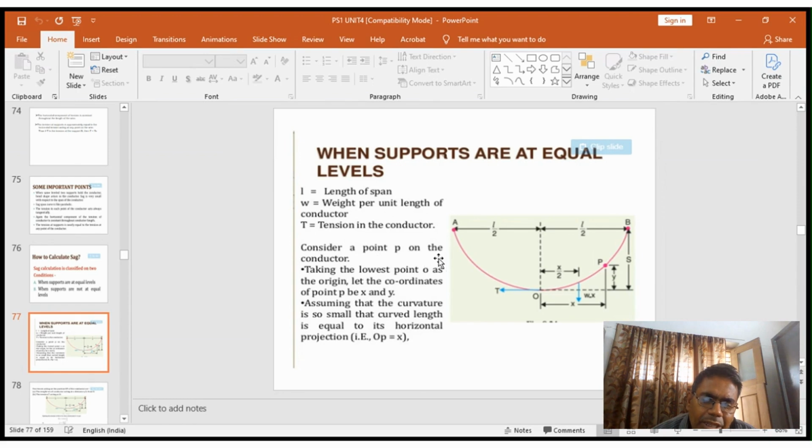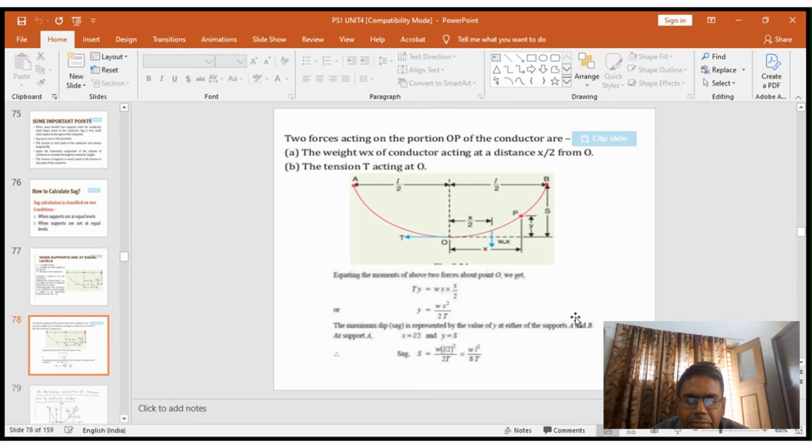Consider a point P on the conductor, taking the lowest point O as the origin. Let the coordinates of P be x and y. Assume that the curvature is so small that the curved length OP is approximately equal to x.